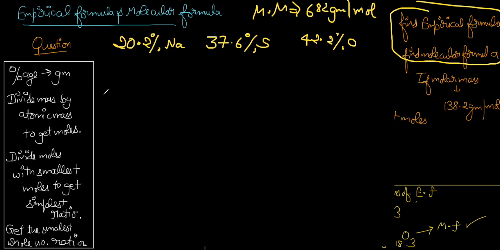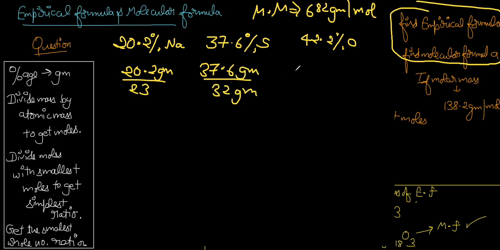Convert the percentage directly into mass. So this will be 20.2 grams by the atomic mass of Na, which is 23, 37.6 grams by the atomic mass of sulfur, which is 32 grams, 42.2 grams of oxygen divided by 16 grams. So this will give us the moles. Let me just calculate how much that will be. So 20.2 divided by 23 is coming out to be 0.878. Fine. These are the moles of Na.